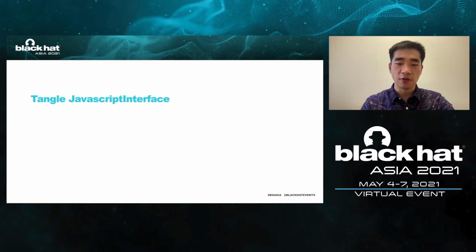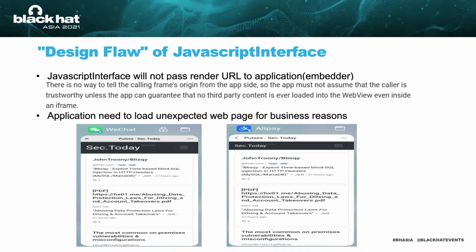After we know the essence of the JavaScript interface, next we will display the tangled situation of this powerful feature. Inject the supplied Java object into the WebView. The object is injected into all frames of the web page, including all the iframes, using the supplied name. This allows the Java object's methods to be accessed from JavaScript. The Android developer document has a warning that there is no way to tell the calling frame's origin from the app side, so the app must not assume that the caller is trustworthy, unless the app can guarantee that no third-party content is ever loaded into the WebView. But in the real world, this important tip is not always fulfilled.